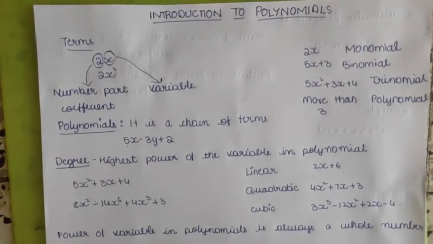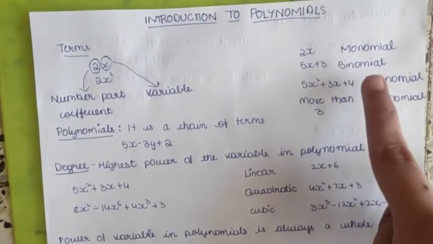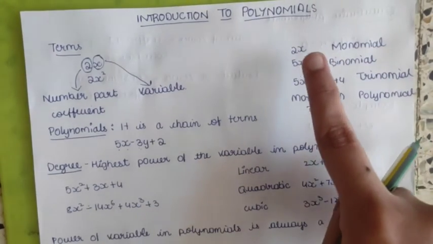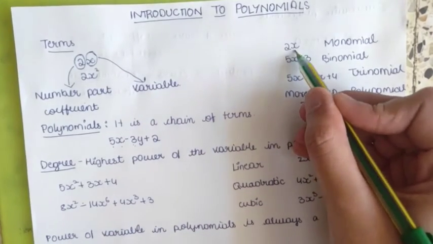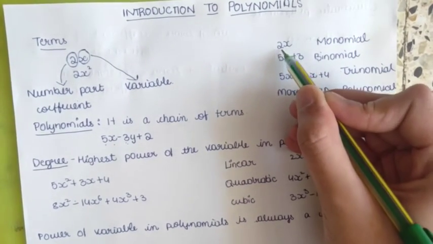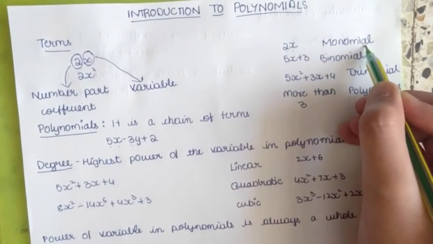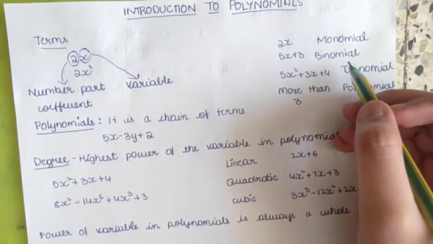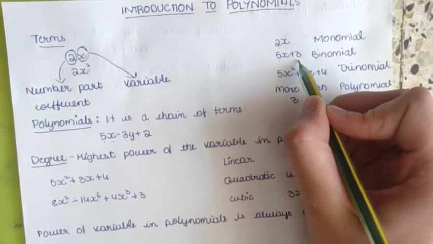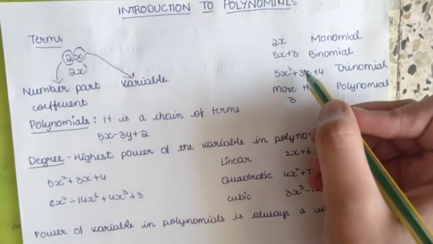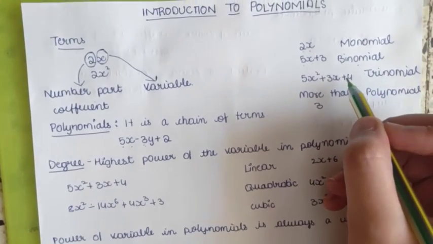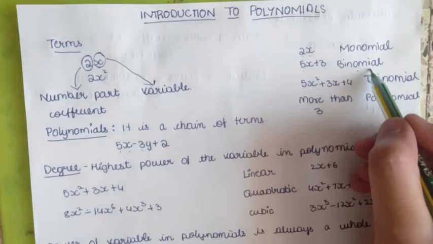Okay. Now let's learn what monomial, binomial, trinomial and polynomial are. A monomial means an expression which has only one term. For example, you can see 2x, which has only one number part and one variable. Binomial means which has two terms. Here you can see 5 is a number part, x is a variable. It is not necessary that the second term also has a variable. It is okay; an expression which has two terms is called a binomial.